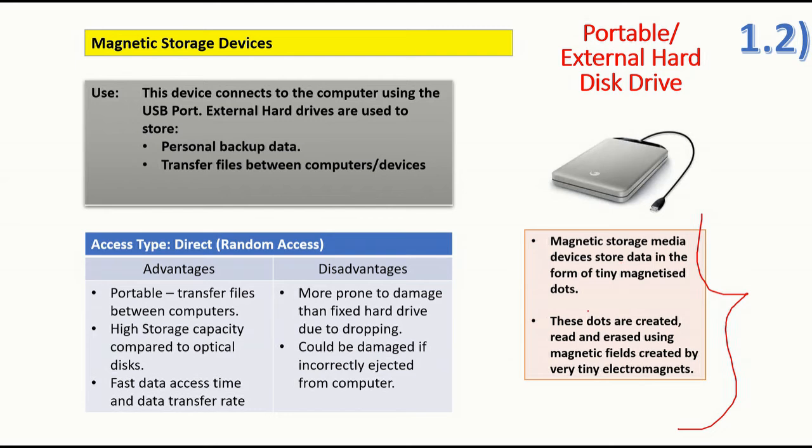What is a portable hard disk drive used for? It connects to the computer via a USB port, and you use it to store personal backup of your data or transfer files between computers and devices. You might be using one to store movie files and audio files that you have, or photos from the past that you are saving and backing up.